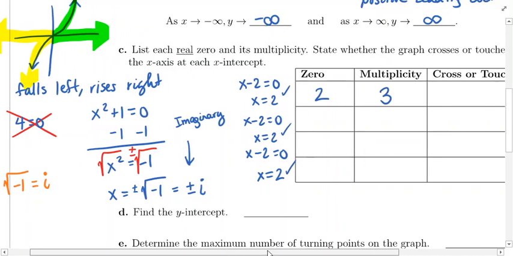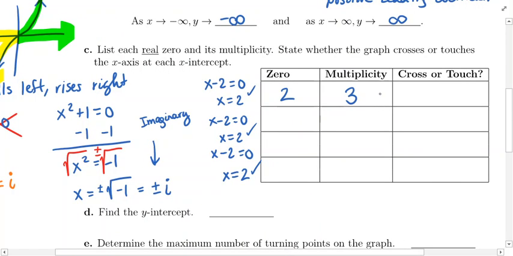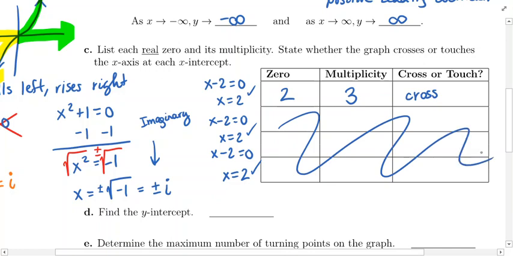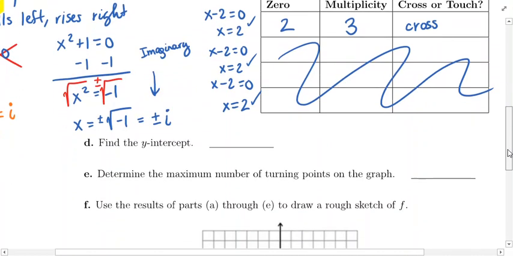Since that is an odd number, the odd multiplicity, the rule is the polynomial function will cross at this x-intercept. Okay, that's it. That's all that goes in this table. You're going to have one physical x-intercept or 0 on the graph itself, and the graph will be crossing there. Okay. All right, so let's get another point.